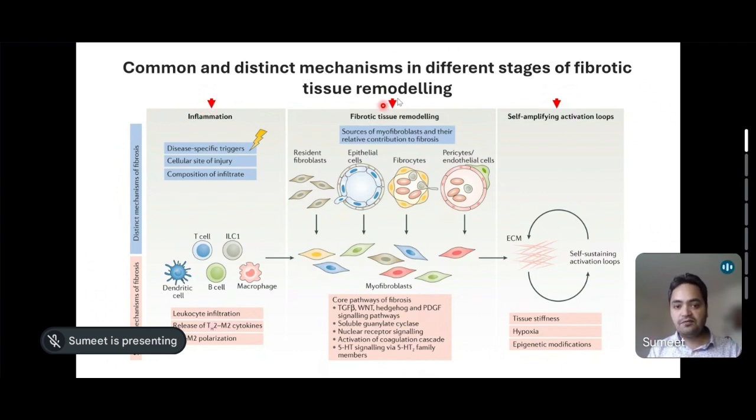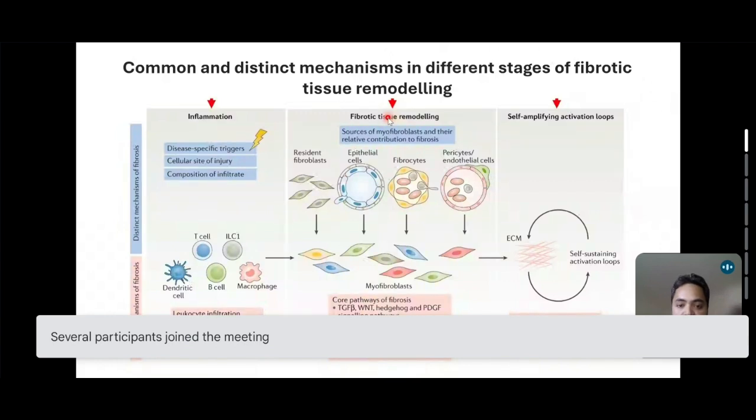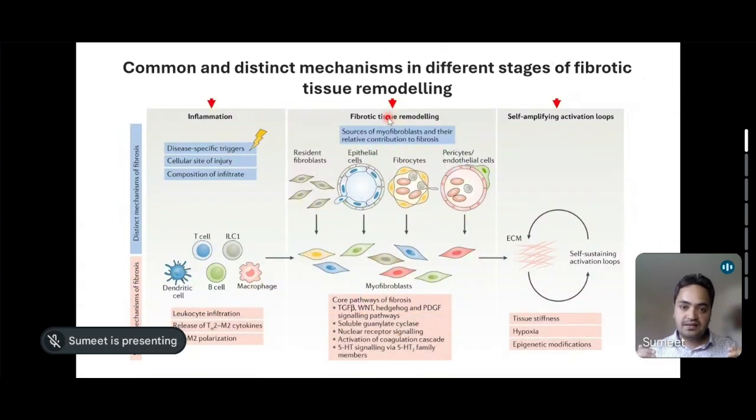The second step is the fibrotic tissue remodeling, which basically means that there are different types of cells, and these different types of cells can actually form myofibroblasts, and they are the key cells which will be secreting a lot of extracellular matrix, ultimately resulting in much stiffer tissue. And the third stage is the self-amplification loop, meaning you have cells and somehow they cannot sense that now the inflammation is resolved. So they keep firing up, and there is a lot more extracellular matrix deposition. And over a period of time, your tissue becomes much more stiff.